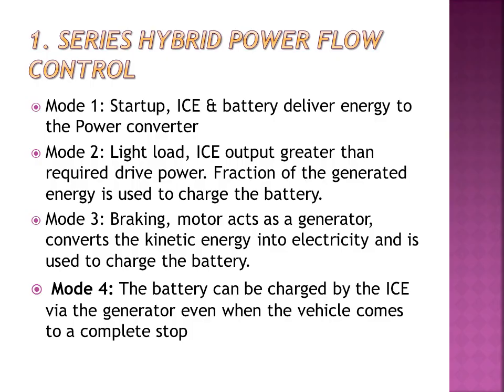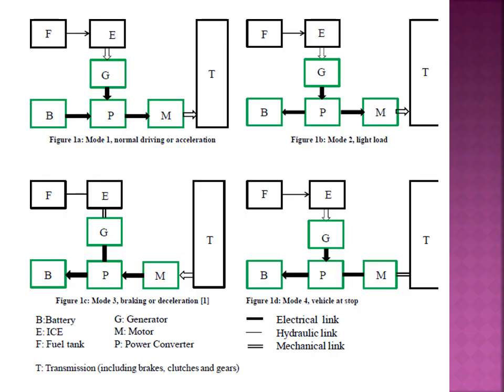Mode 4: the battery can be charged by the IC via the generator even when the vehicle comes to a complete stop. These are the four modes. That is, mode 1 is normal driving or acceleration, mode 2 is light load, mode 3 is braking or deceleration, and mode 4 is the vehicle at stop condition.